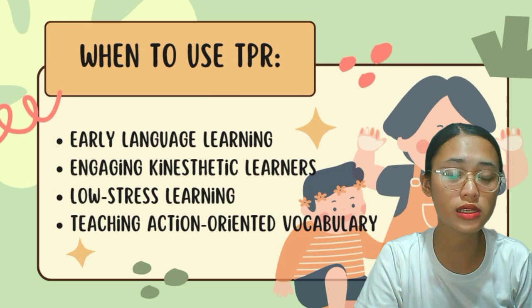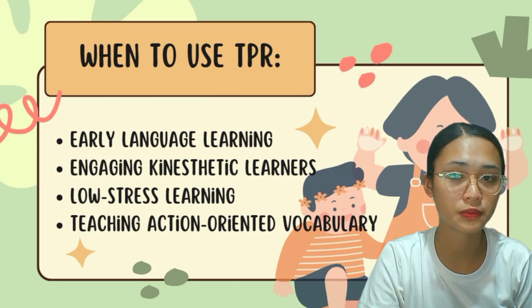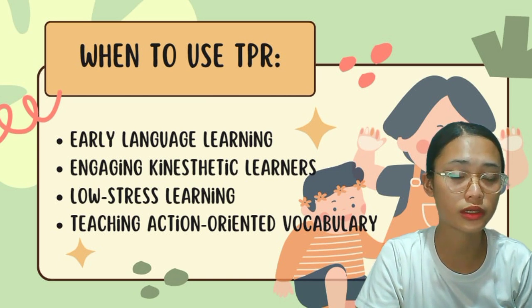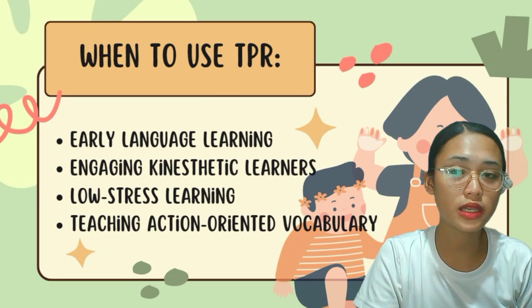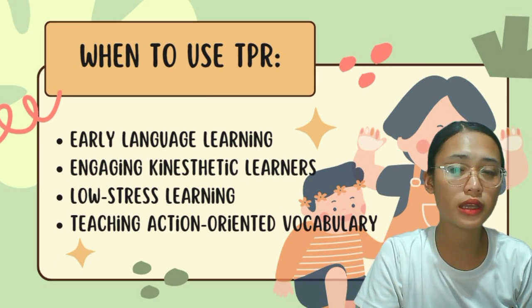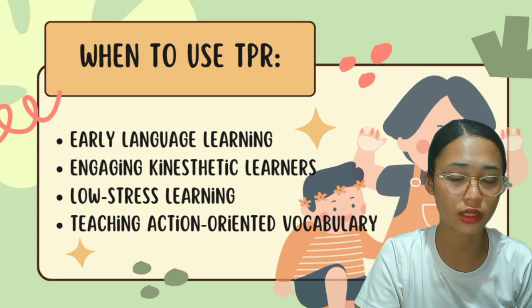So there are four situations in which we use the total physical response: during early language learning, engaging kinesthetic learners, low stress learning, and lastly, teaching action-oriented vocabulary. So first, we have early language learning. It is highly effective for teaching young children or beginners, especially in acquiring basic vocabulary and commands in a new language. For example, the teacher says sit down and sits down. The students copy the teacher. They learn the meaning of sit down by doing the action.